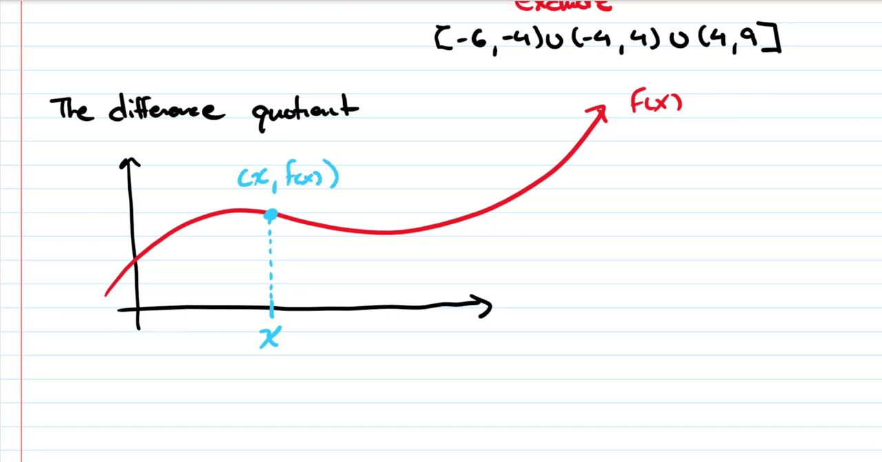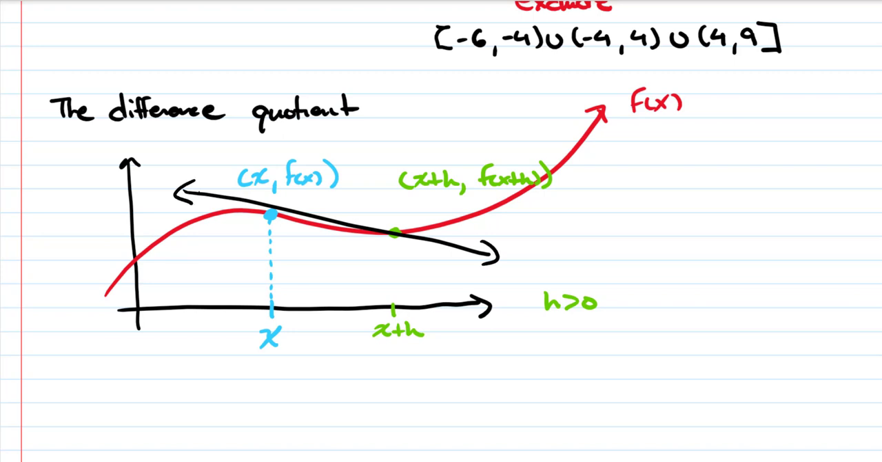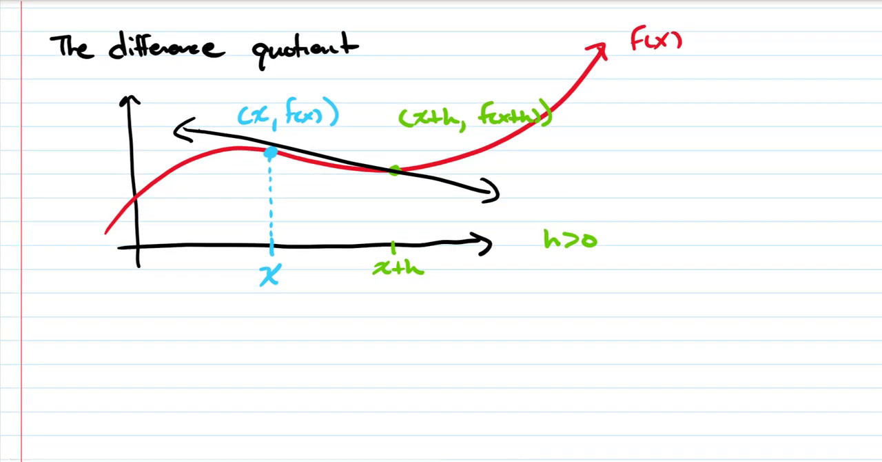So we have 1 point, we have x and f of x. To find another point, imagine we add a small positive number h to x. Well, that would move us to the right of the point x to a new point, x plus h, f of x plus h. And now we could draw a line between those 2 points. Well, the idea is that the slope of this line approximates the slope of the red graph.